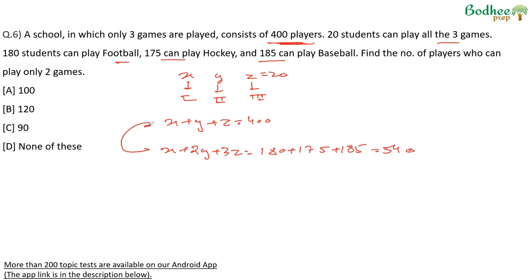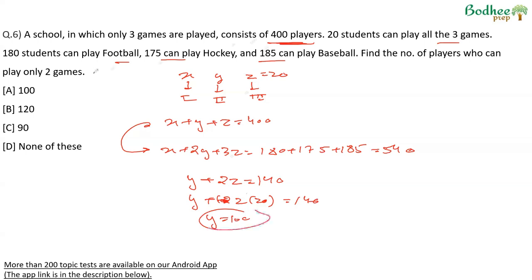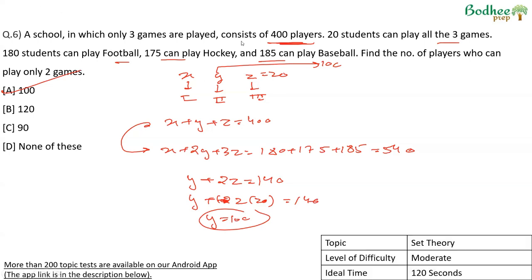Take this equation, subtract it from the second one: x cancels, 2y minus y is y, 3z minus z is 2z, equal to 540 minus 400, which is 140. The value of z is 20, so y plus 2 into 20 is equal to 140, 2 into 20 is 40, so y comes out to 100. The number of people who play exactly 2 games is y, for which we get the value as 100. Option A becomes the answer. Standard process, so at most a moderate level of difficulty, but the solving time should not go beyond 1.5 to 2 minutes.